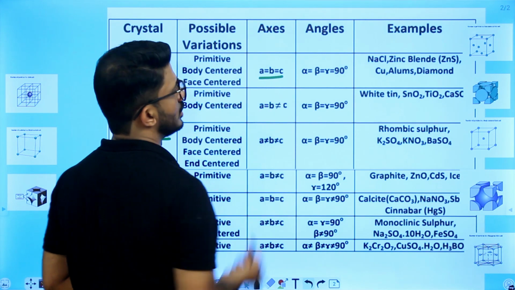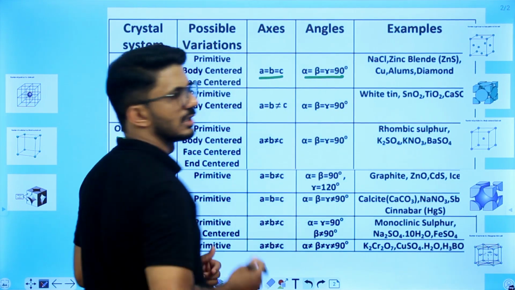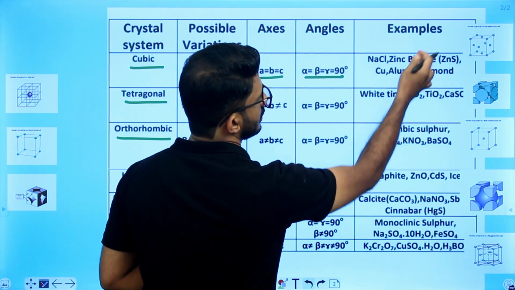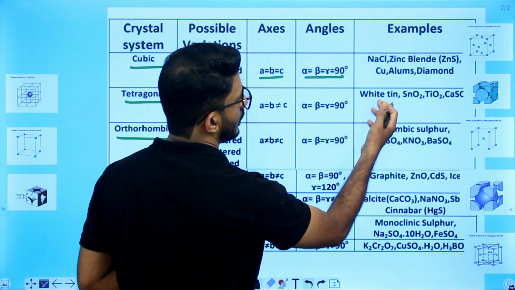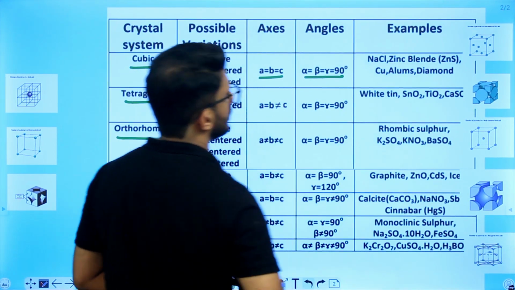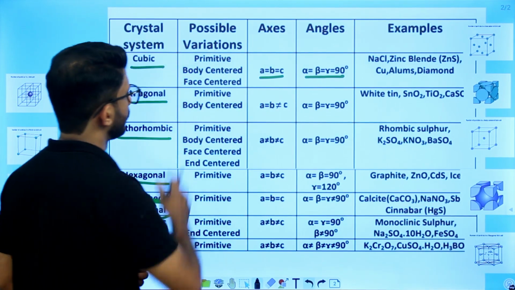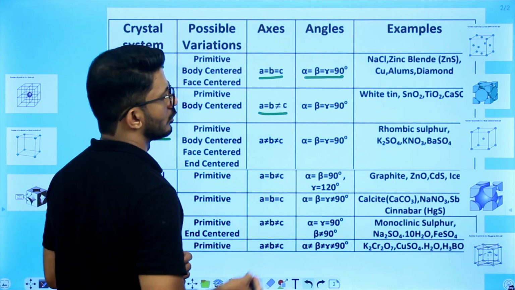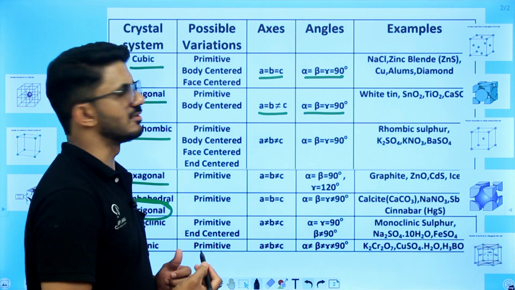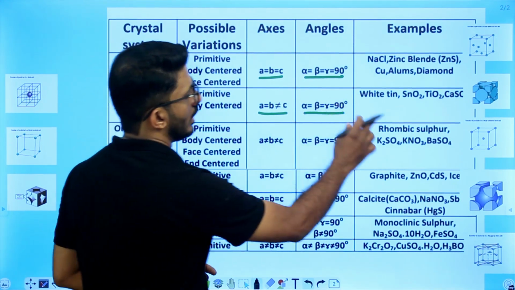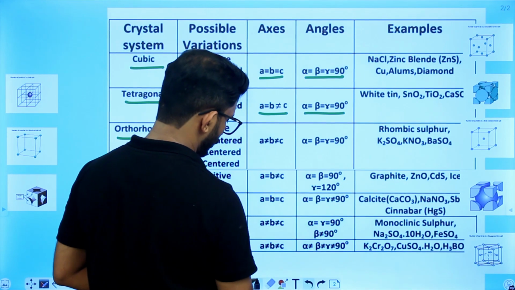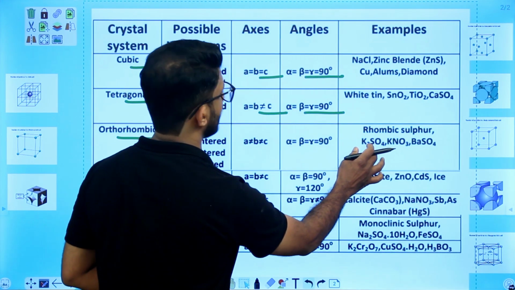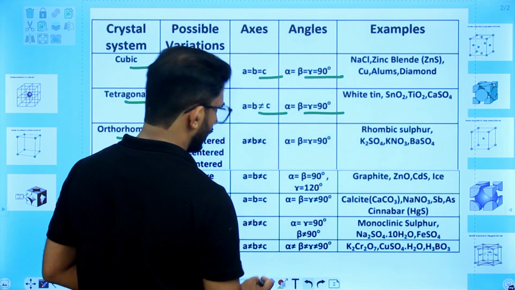Axis, A is equal to B is equal to C, alpha is equal to beta is equal to gamma is equal to 90 degree, and the real examples are NaCl, zinc blende, that is ZnS, copper, AIIMS, and diamond, examples of cubic crystal systems. Let's discuss this later. Tetragonal, A not equal to B not equal to C, alpha is equal to beta is equal to gamma is equal to 90, and the examples are white tin, SnO2, TiO2, and CaSO4, calcium sulfate. Okay, these are the examples.